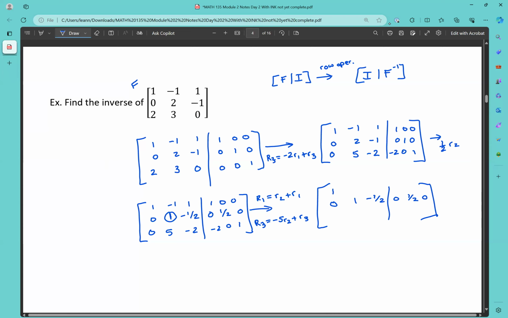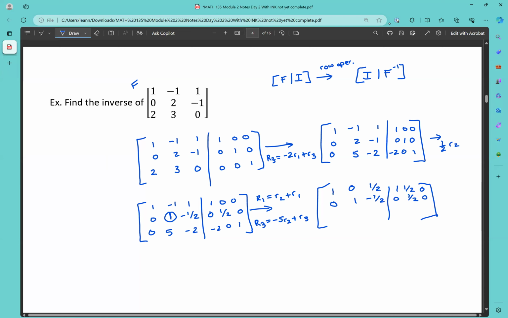So 0 plus 1 is 1. 1 plus negative 1 is 0. Negative 1 half plus 1, if you do that on a calculator, comes out to positive 1 half. 0 plus 1 is 1. 1 half plus 0 is a half. And 0 plus 0 is 0. So there's row 1. Now for row 3, we have to multiply row 2 by negative 5 and then add it to the row 3.